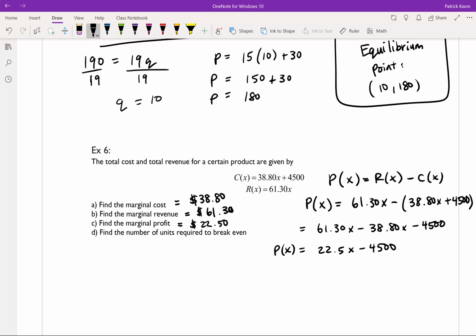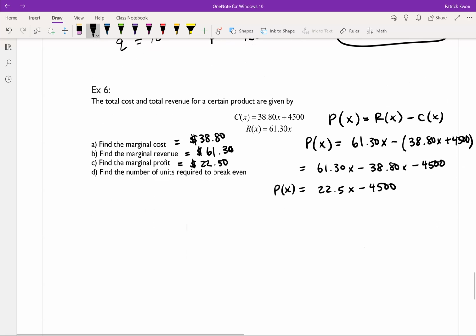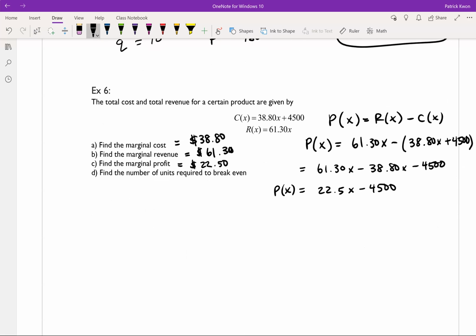All right, last part to our question. D says, find the number of units required to break even. Now, remember, there are two ways that you could do this. You can either set the cost function equal to the revenue function and solve it that way, or you can set the profit function equal to 0. I suggest doing it both ways and making sure that both ways gets you the same answer. I'm just going to set the profit function equal to 0 since we have it right here. So this is for part D.